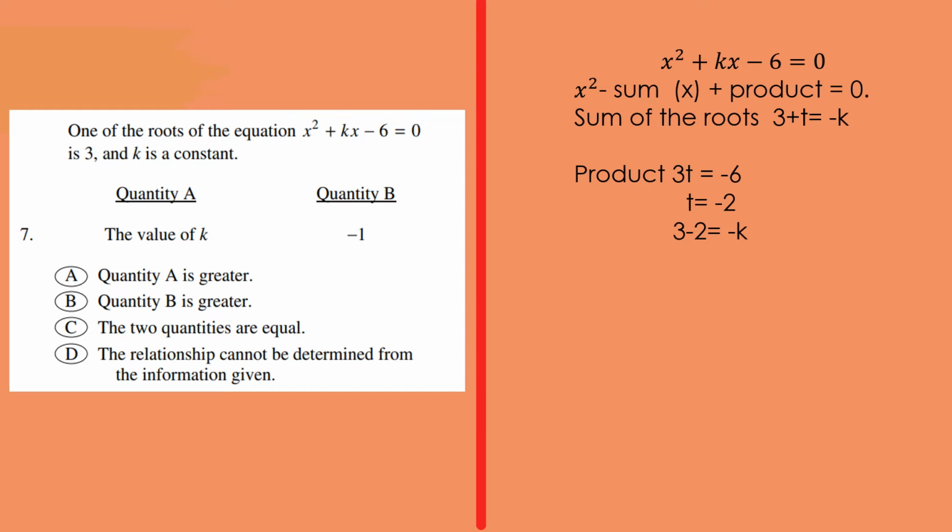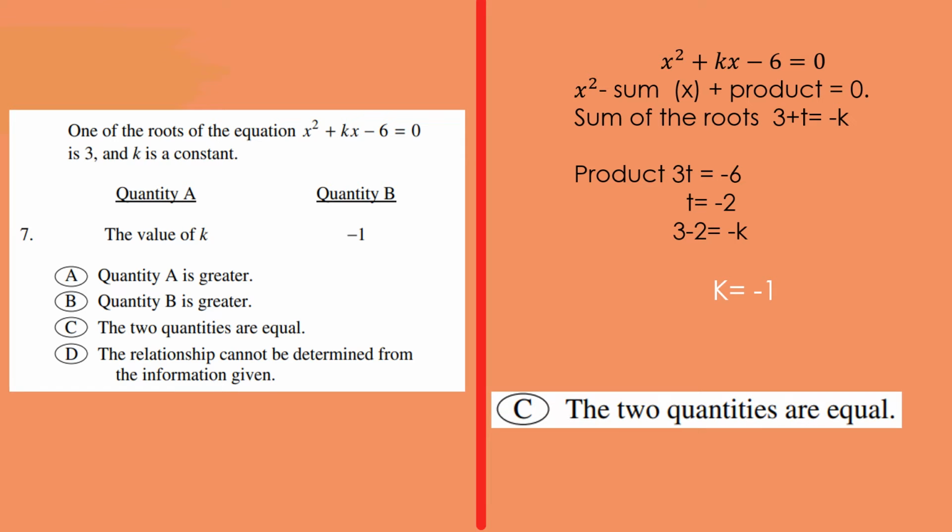Plugging in this value in the previous equation, I get 3 minus 2 equal to negative k, or negative k is 1, which gives me k equal to negative 1. So the quantity A is k equal to negative 1, quantity B is also negative 1, and hence the two quantities are equal.